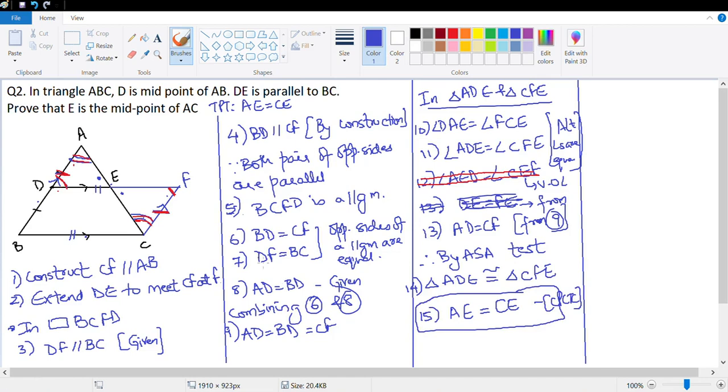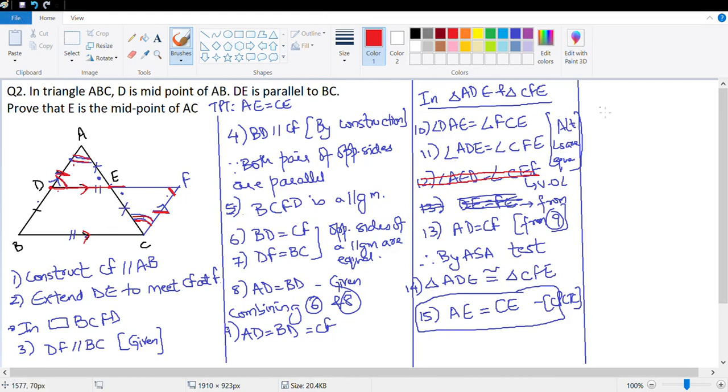Now we've got AE and CE are equal. So let's see, what did we learn from this? We said that in case we are joining the midpoint of a triangle with the other side and this line joining it is parallel to the third side, then the point on the other side will be midpoint of the third side. So this is what we get from here. So let's look at a question.